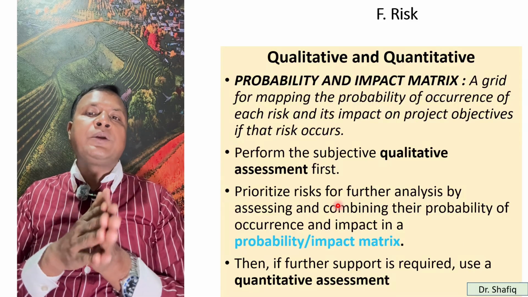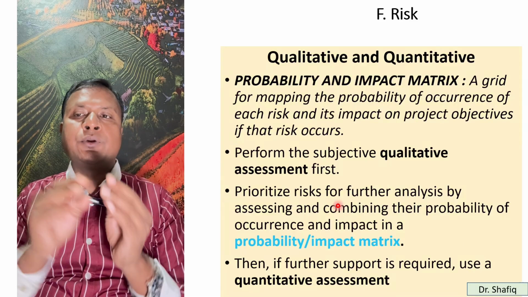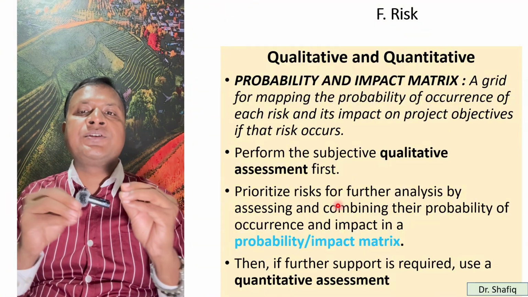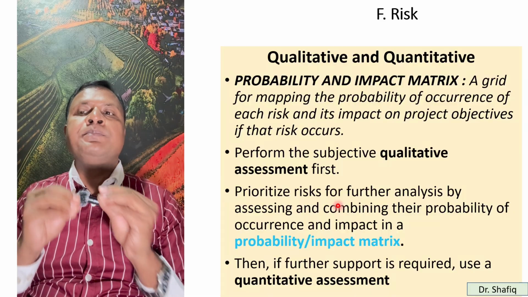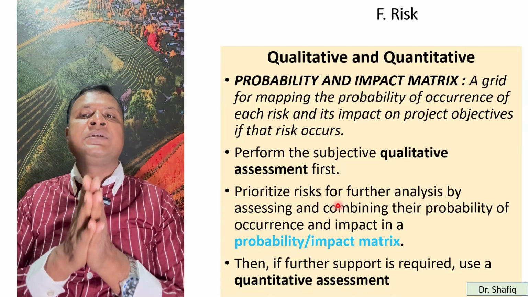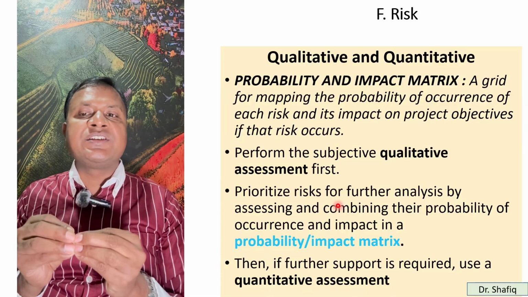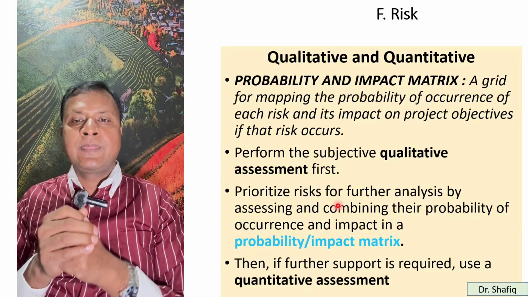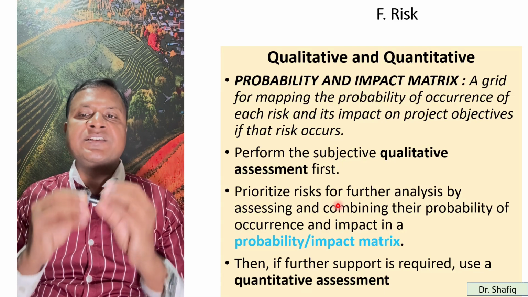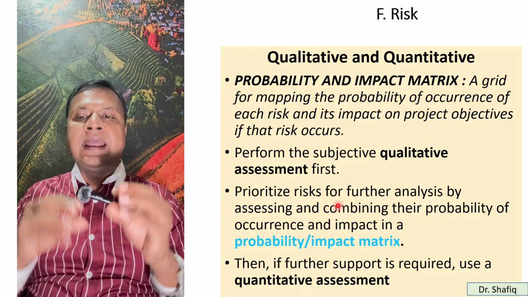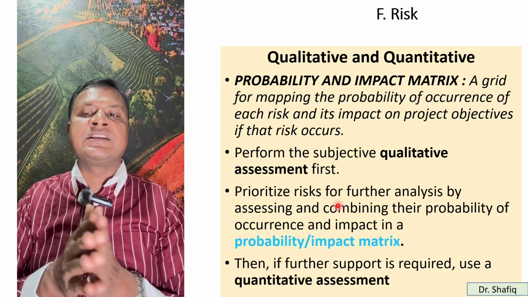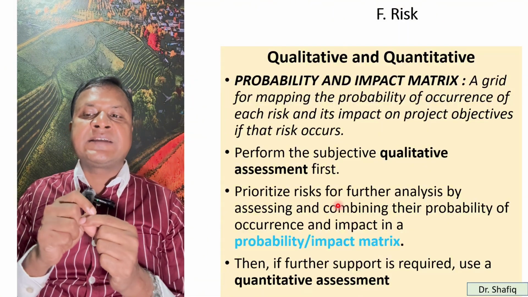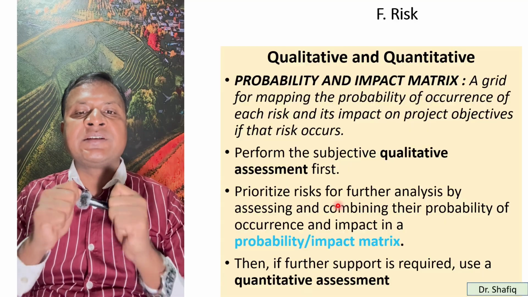So there can be a qualitative way of analyzing risk or a quantitative way of analyzing. For this, you can use a probability and impact matrix that is agreed for mapping the probability of occurrence of each risk and its impact on project objectives if that risk occurs. You can prioritize risks for further analysis by assessing and combining their probability of occurrence and impact in the probability impact matrix. Then, if further support is required, use a quantitative assessment.